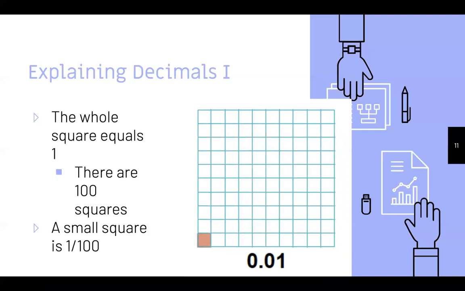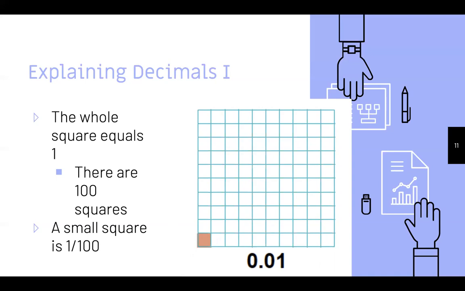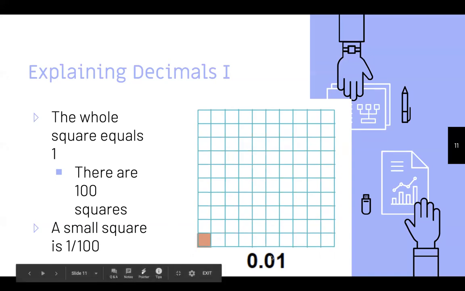So, let's explain these decimals and these blocks. It's so important. Let's say this whole square is equal to 1. Well, if we picked just one tiny square, then that's 1 out of the 100 squares, which would be 0.01, because with tenths and hundredths, 0.01 means 1 out of 100 is shaded.